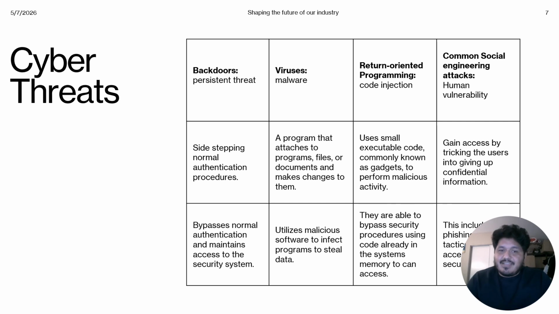And so then the next cyber threat we're looking at is virus, the type of malware. It's a program that attaches to files and manipulates them, utilizing this to infect programs and steal data. Another one is return-oriented programming. It's code injection. It uses small executable code known as gadgets to perform malicious activity. And so a lot of those are snippets of code the system may already know, so that it may seem trustworthy and gain access to the system or do different things.